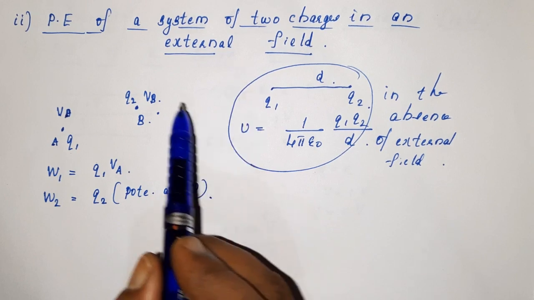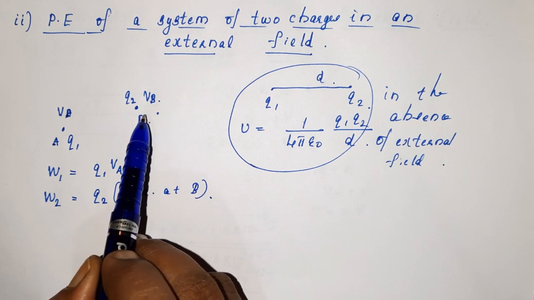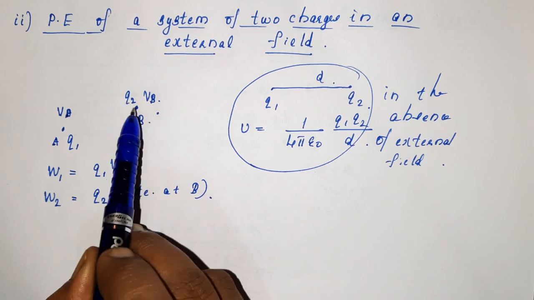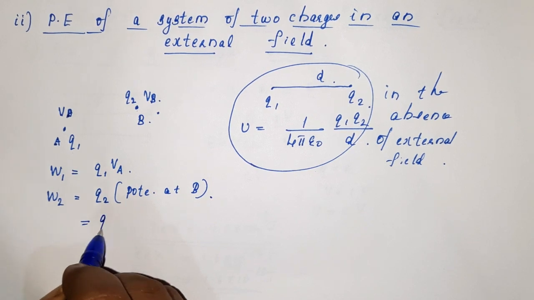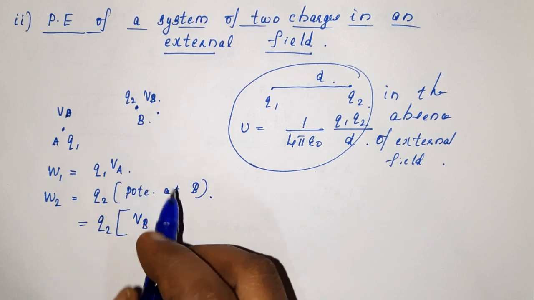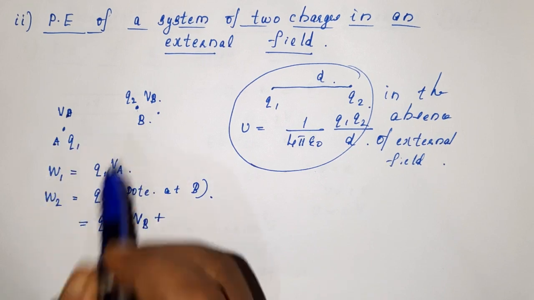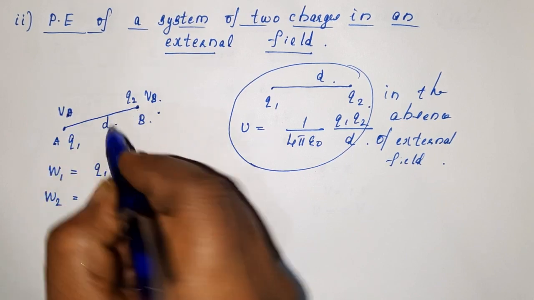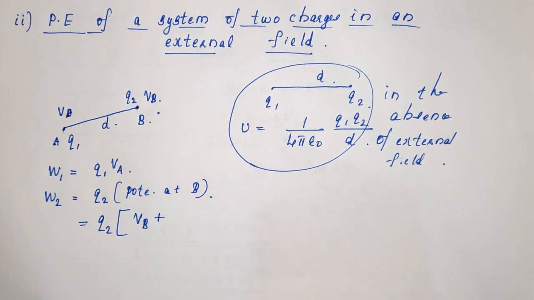Okay, so in bringing the charge Q2 to this point B, we have to consider the work done against that field also. That means the equation becomes Q2 into total potential at B. So what is that total potential? One is VB, the potential due to the electric field, plus the potential due to Q1. Q1 produces a potential here. Suppose this distance is D.